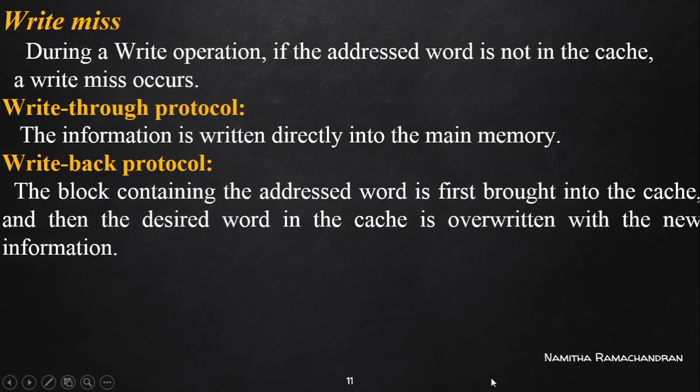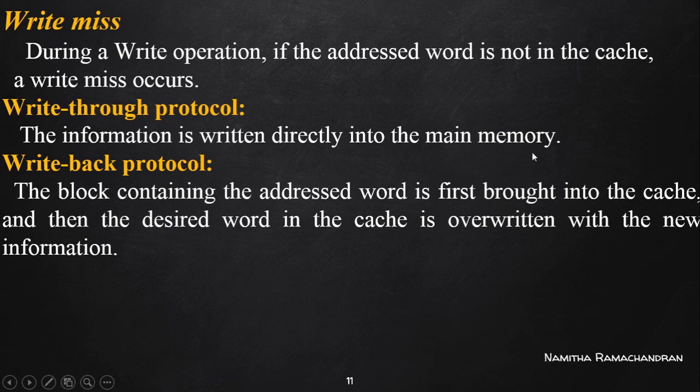Okay, and about this write miss, what is this write miss? The situation is that the processor is requesting a memory word in order to perform a write operation, and the requested memory word is not present in the cache memory. That is the write miss situation. During a write operation, if the addressed word is not in the cache, this causes a write miss. In case of write through protocol, the information is written directly into the memory. If the requested memory word is not present in the cache, in write through protocol, we can directly update the copy which is present in the main memory.